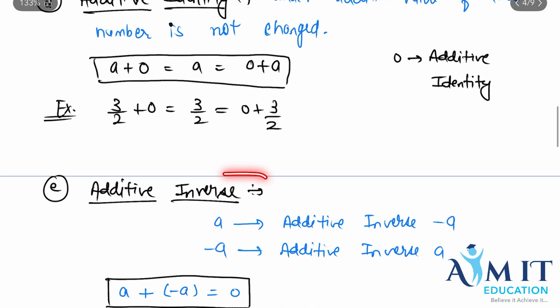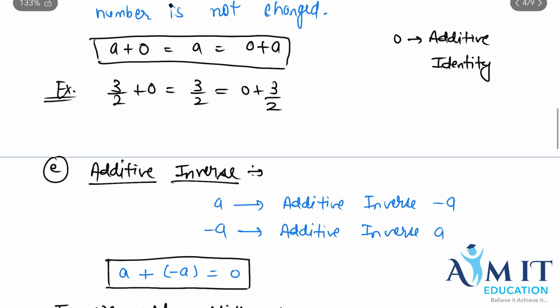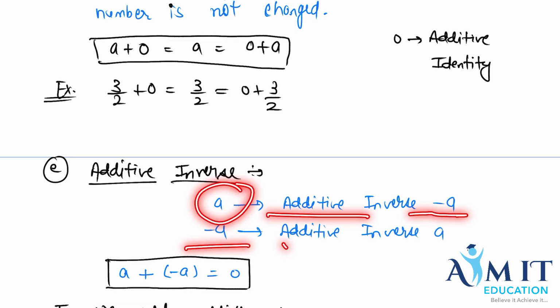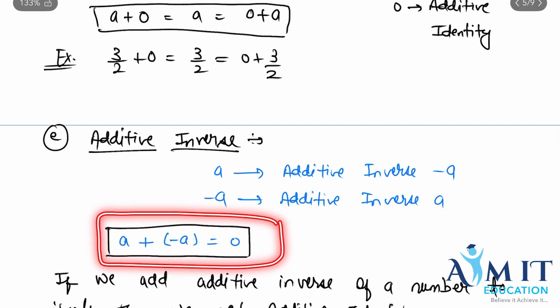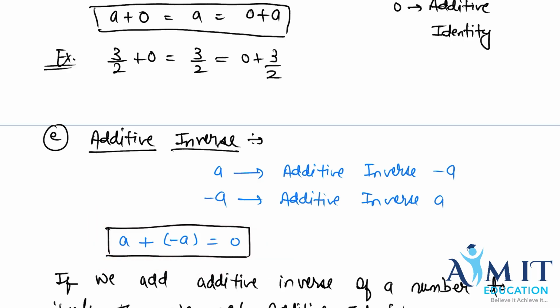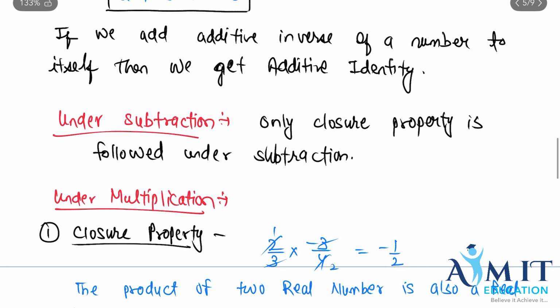Next is additive inverse. Inverse means just opposite. So the opposite of addition is subtraction. So if your number is a, then the additive inverse is minus a. If the number is minus a, then the additive inverse is plus a. And there is a relation between additive identity and additive inverse. If we add a number to its additive inverse, we get the additive identity. So these are the properties under addition.